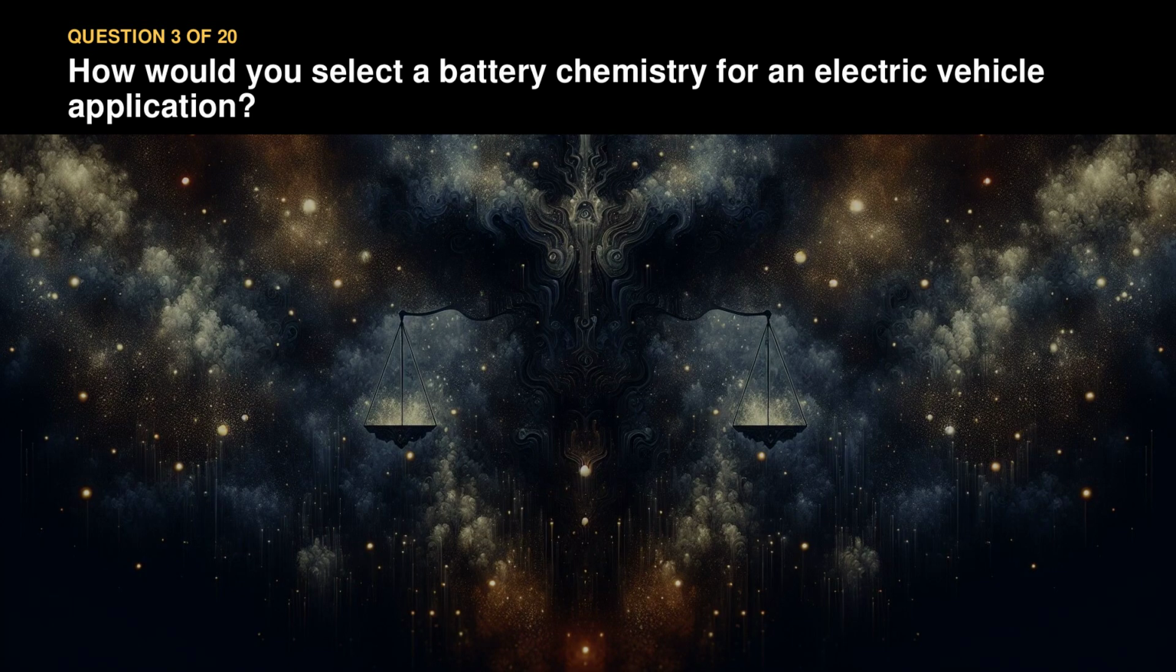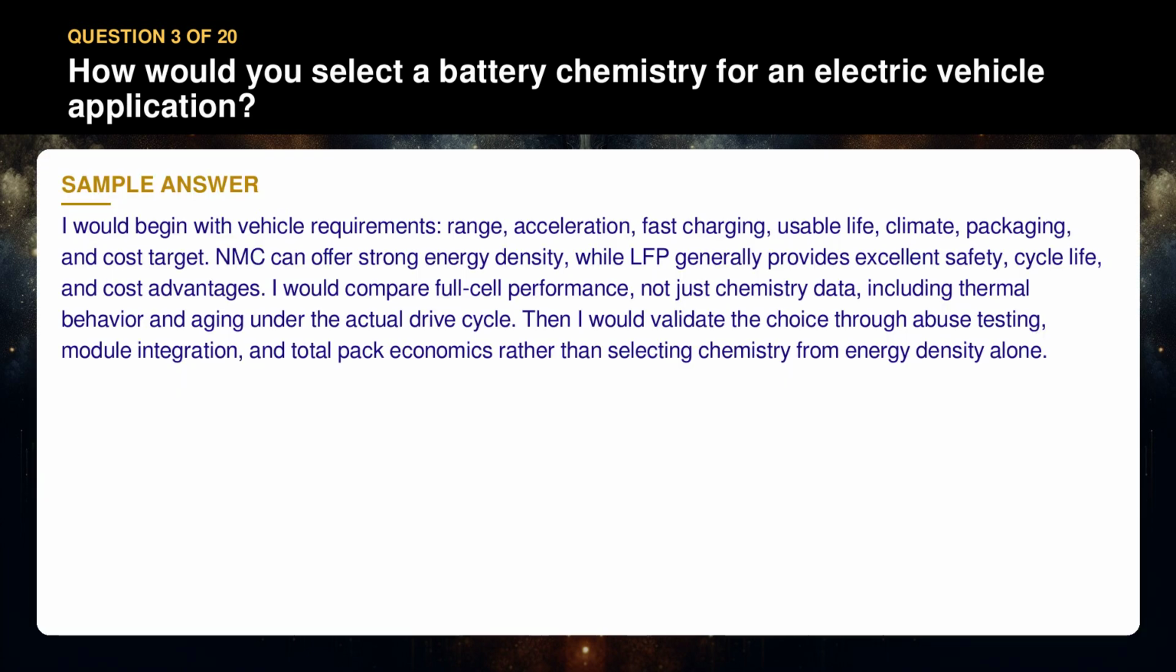Question 3. How would you select a battery chemistry for an electric vehicle application? I would begin with vehicle requirements: range, acceleration, fast charging, usable life, climate, packaging, and cost target. NMC can offer strong energy density, while LFP generally provides excellent safety, cycle life, and cost advantages. I would compare full cell performance, not just chemistry data, including thermal behavior and aging under the actual drive cycle.